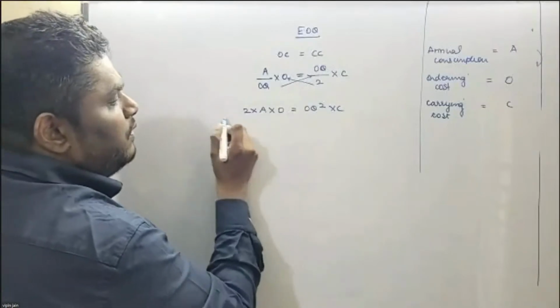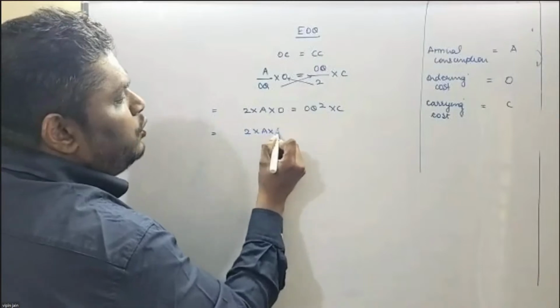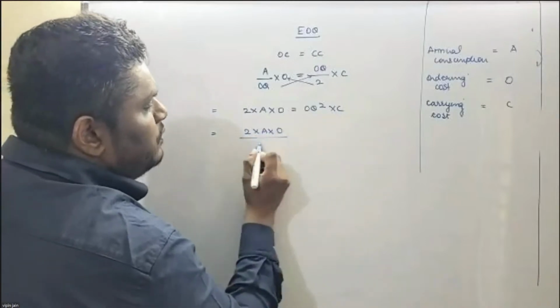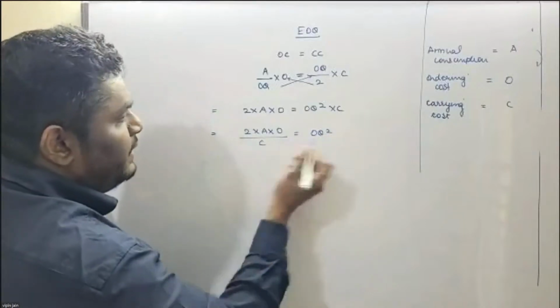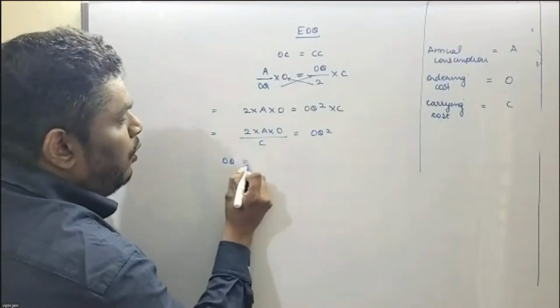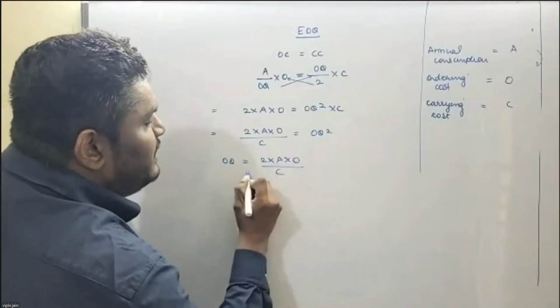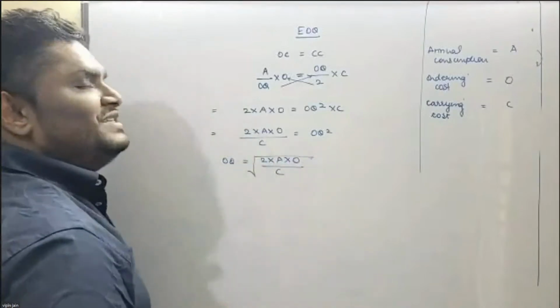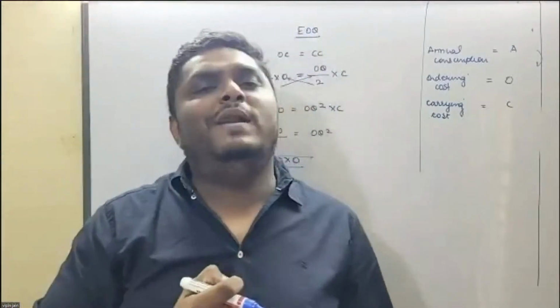Thereafter, 2 into A into O, the C goes down, so divided by C is equal to OQ square. And finally, removing the square, OQ is equal to the square root of 2 into A into O divided by C. So this is the formula that is given in the study material, and how this formula is derived, I have now completed.